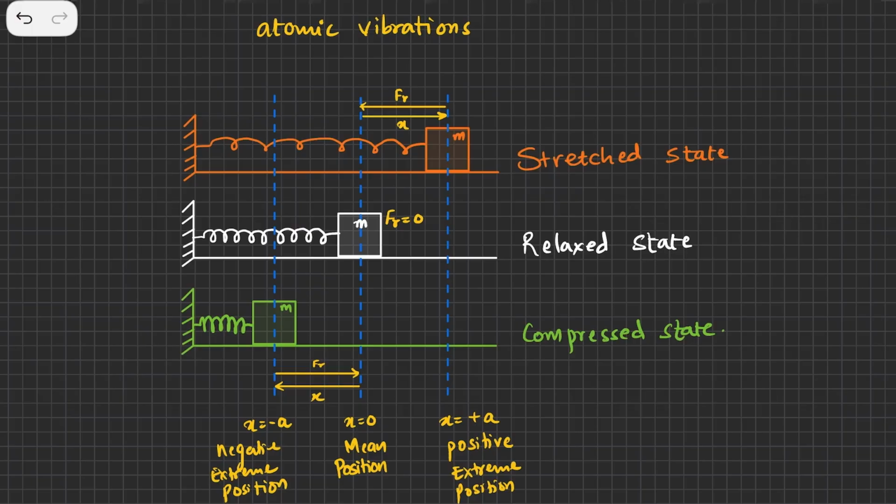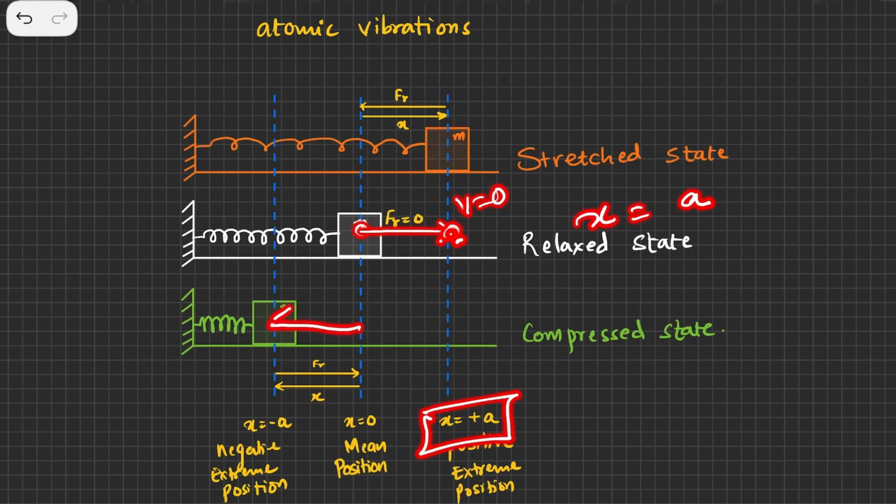Now what happens is when the body goes to the extreme right, the displacement is maximum, and the maximum displacement is called the amplitude. We call it x is equal to plus a. And a very special thing happens at the extreme position: the body actually stops momentarily. So it is going to stop. That means the velocity at this point is 0. So the velocity at the extreme position is always 0 in an oscillating body.